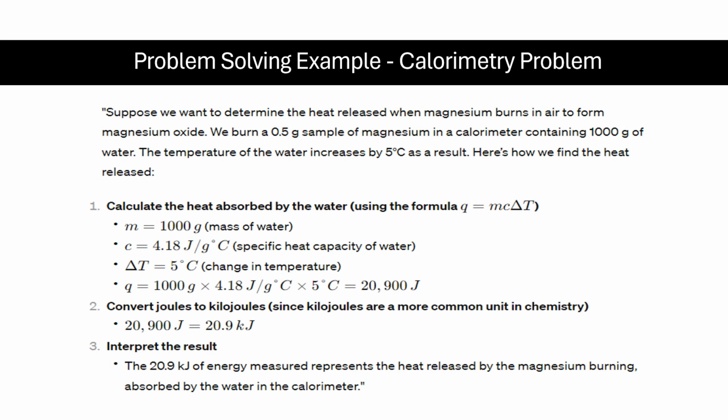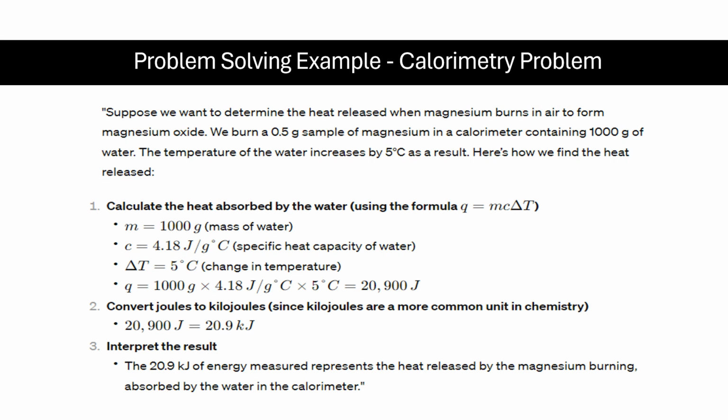Okay, let's now have a laboratory-connected calorimetry problem. Suppose we want to determine the heat released when magnesium burns in air to form magnesium oxide. The givens are 0.5 grams of magnesium in a calorimeter with 1000 grams of water. Remember, the density of water is 1 gram per mL, so the mass and the volume are interchangeable here.